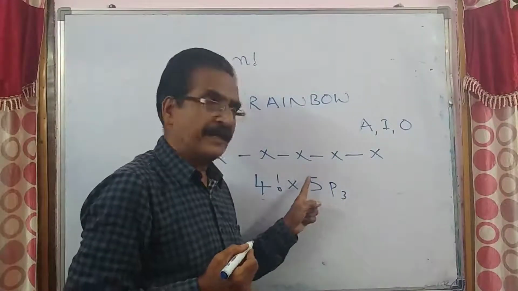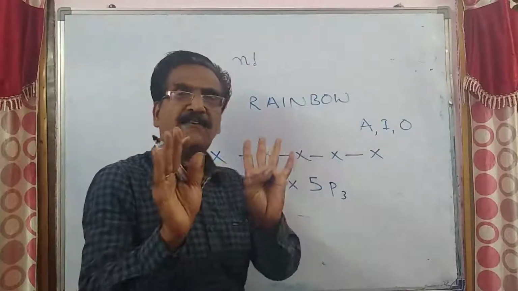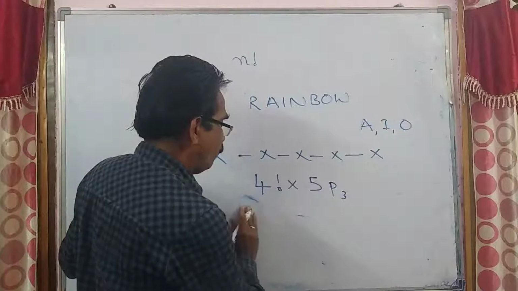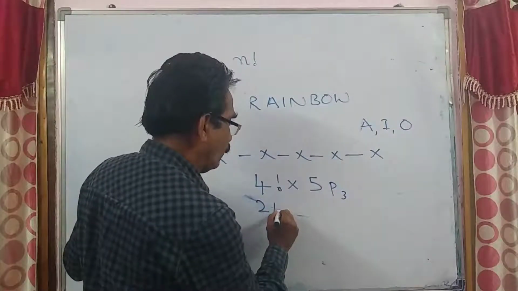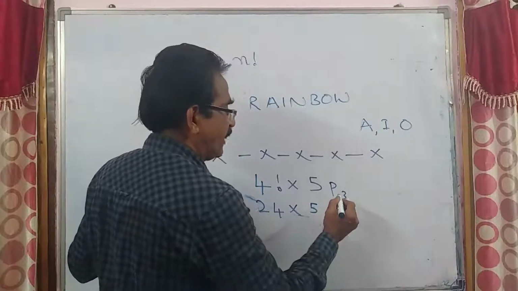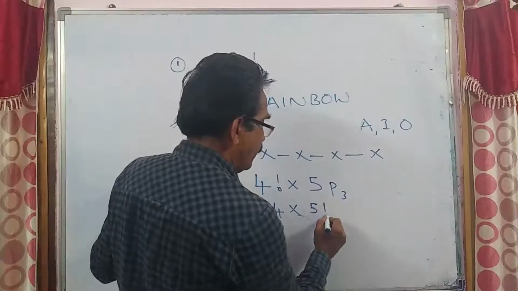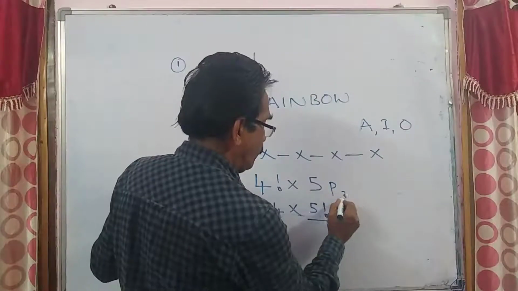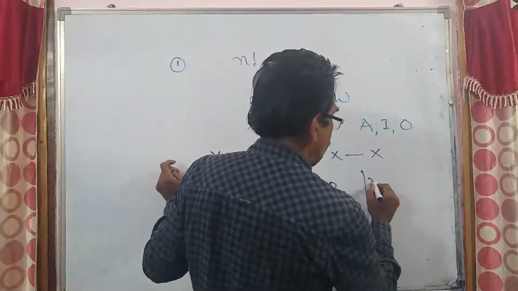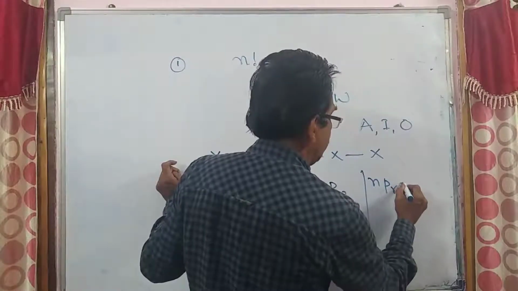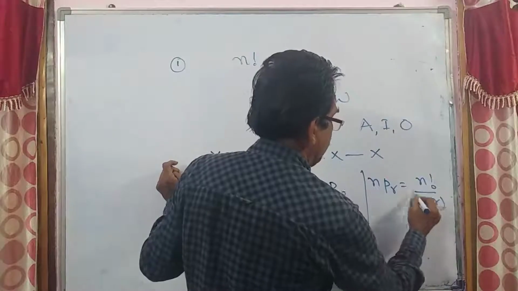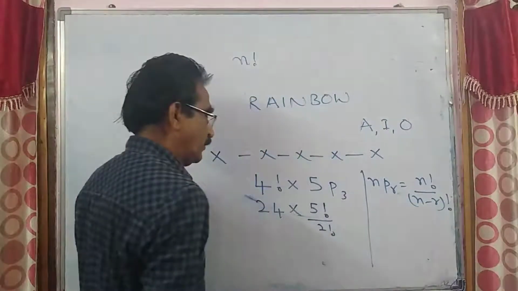So 3 vowels can be arranged in 5 places in 5p3 ways. So the total number of ways is 4 factorial, which is 24, into 5p3. 5p3, nPr is equal to n factorial by n minus r factorial, so 5 factorial by 5 minus 3 factorial, that is 2 factorial. You know the formula nPr is equal to n factorial by n minus r factorial.